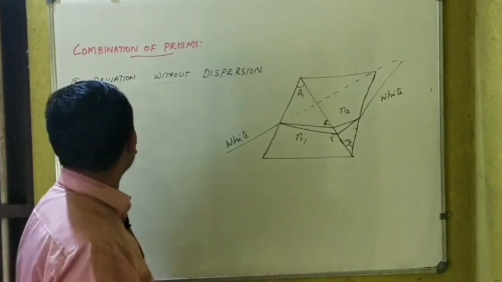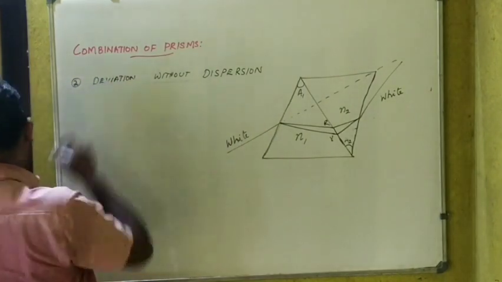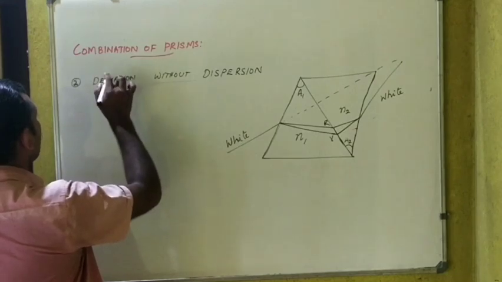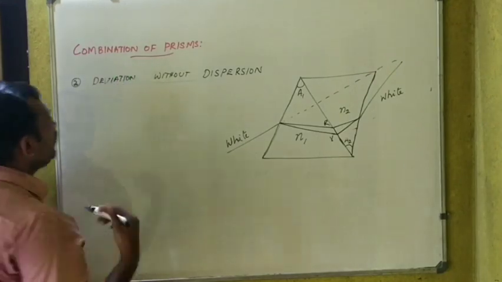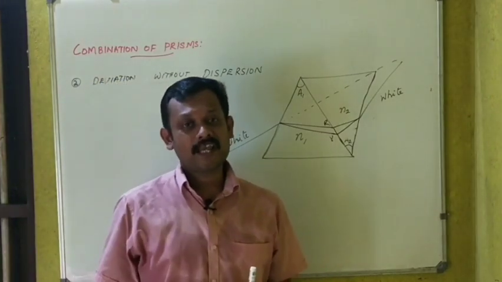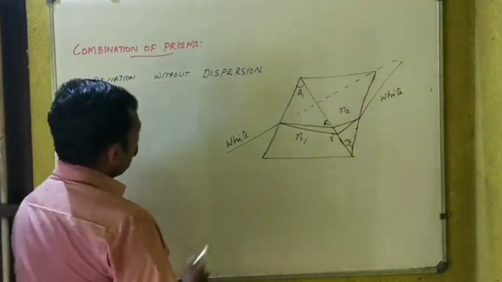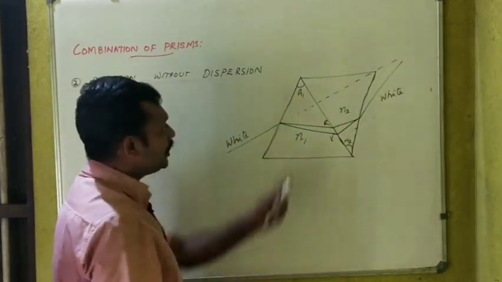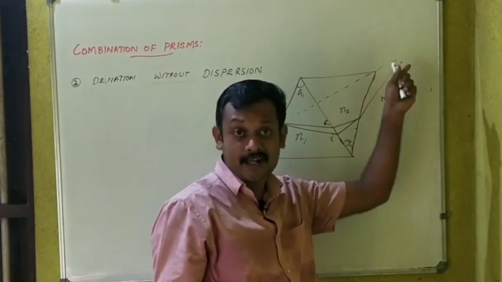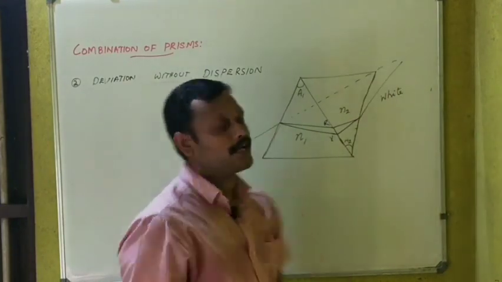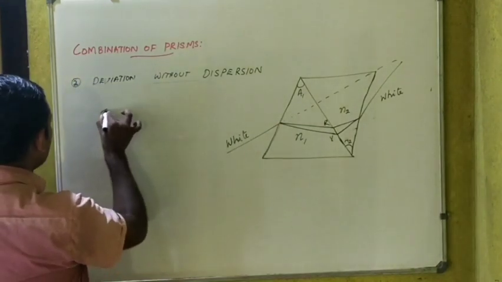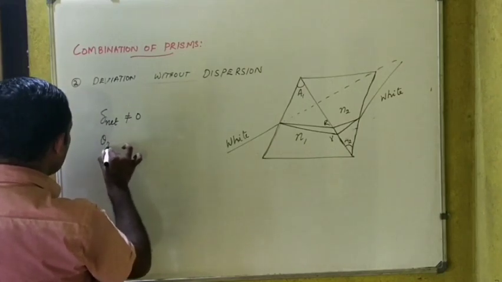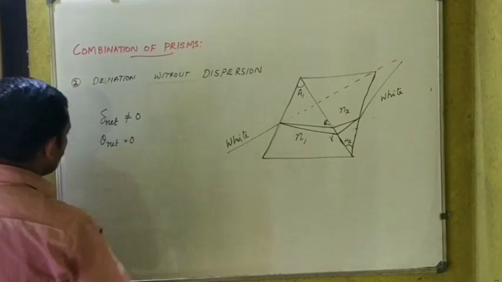Now we will discuss the next case. This is deviation without dispersion. What is the case here? As you can see here, what entered is white light, and what is emerging is also white light. In this case, the emergent ray and the incident ray are not parallel to each other. Which means delta net is not equal to 0, but theta net is equal to 0.